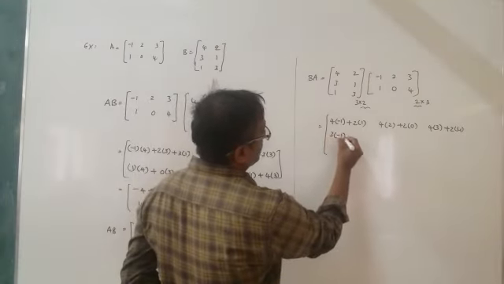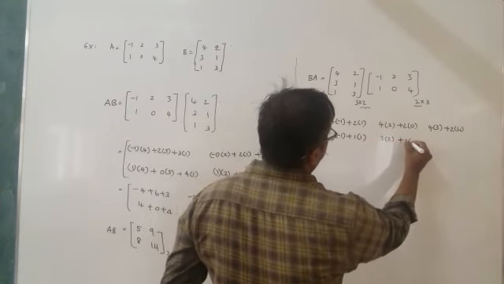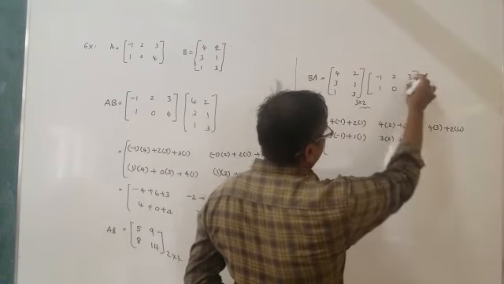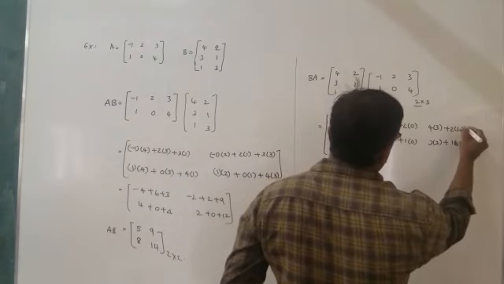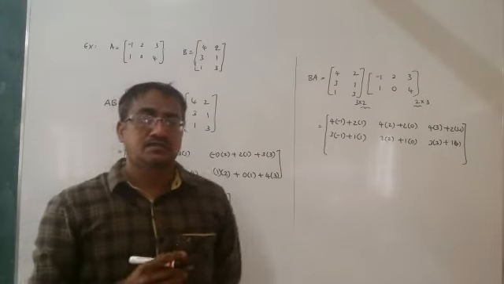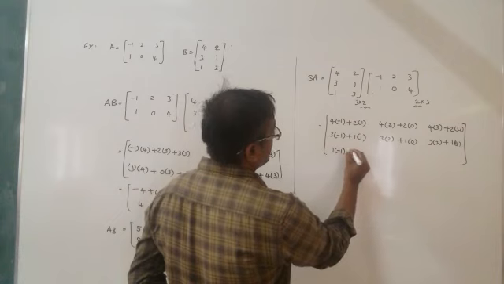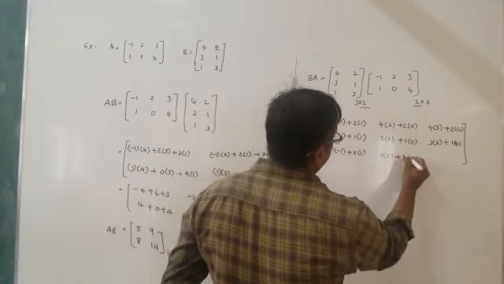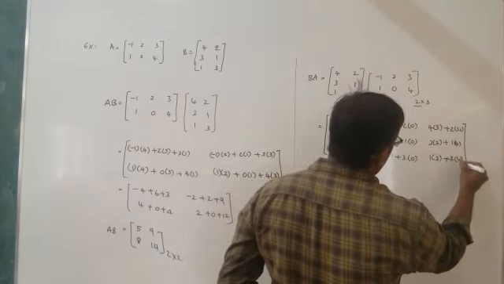So 3 into minus 1 plus 1 into 1. 3 into 2 plus 1 into 0. Now second row into third column: 3 into 3 plus 1 into 4. That completes the second row and 3 columns. Now coming to the third row. So 1 into minus 1 plus 3 into 1. 1 into 2 plus 3 into 0. 1 into 3 plus 3 into 4.